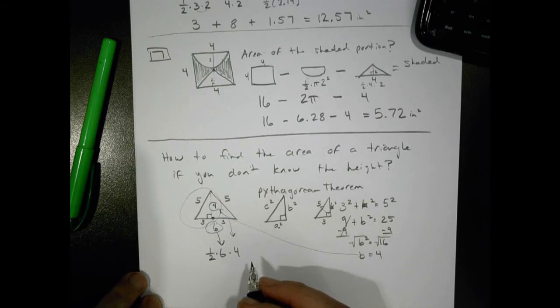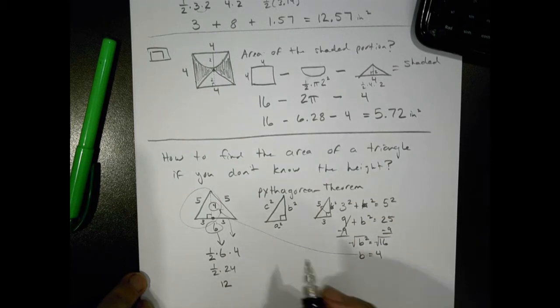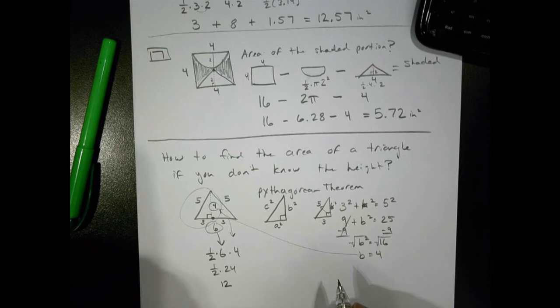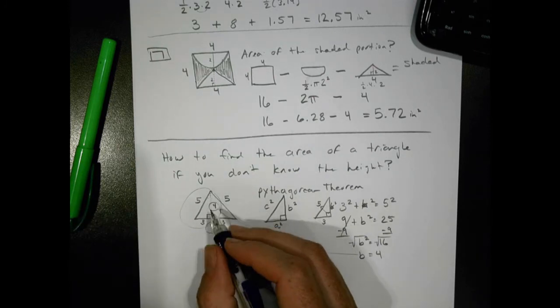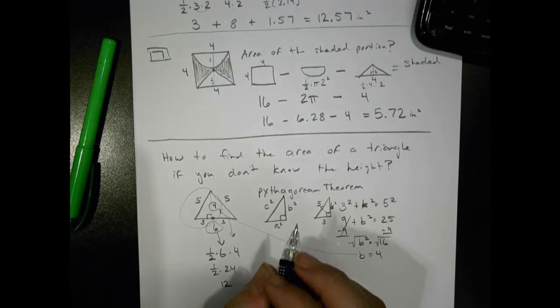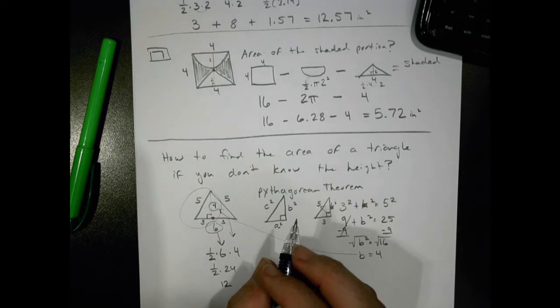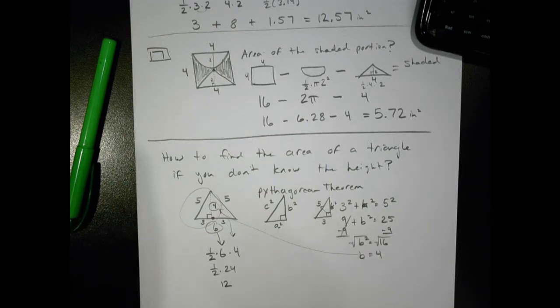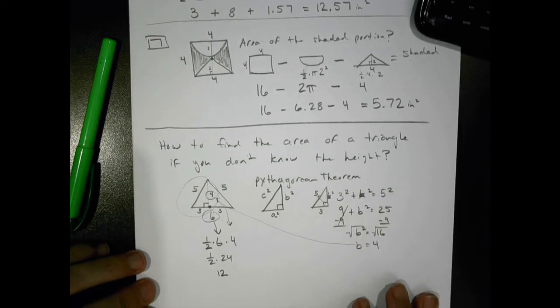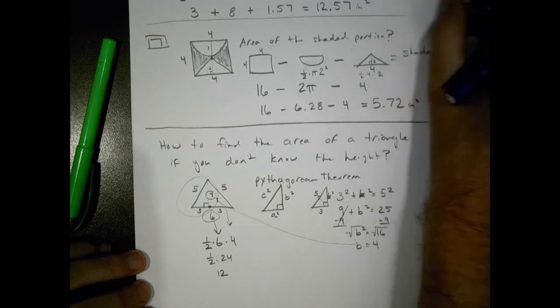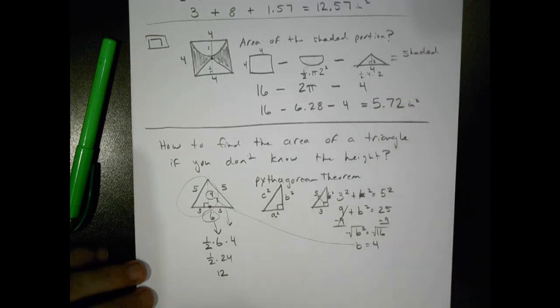So half of 6 times 4, 6 times 4 is 24, that's going to be 12. So I can find the area of a triangle if I don't know the height, if I can form a right angle and then use the Pythagorean theorem to solve that and figure that out. Okay? Now, right now I'm using some nice numbers. You don't always have nice numbers to work with, though.